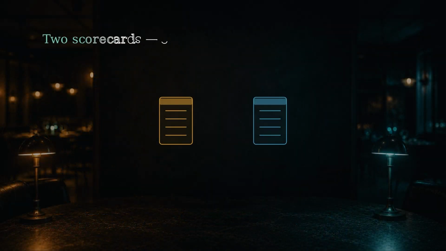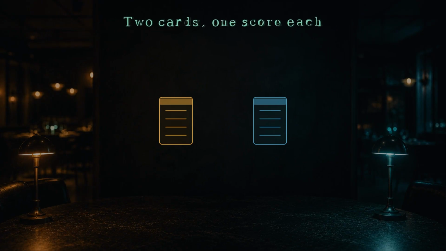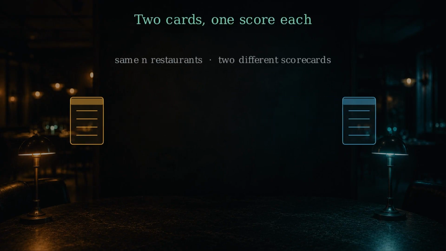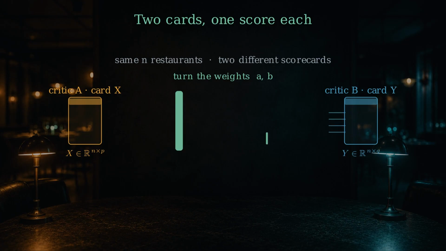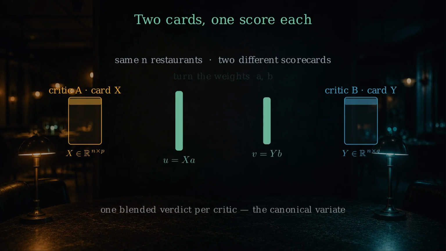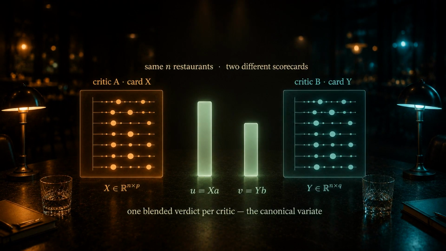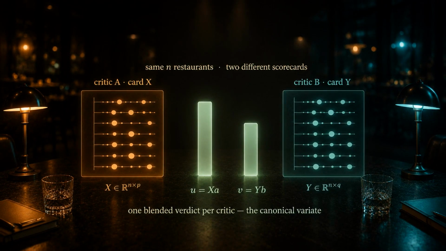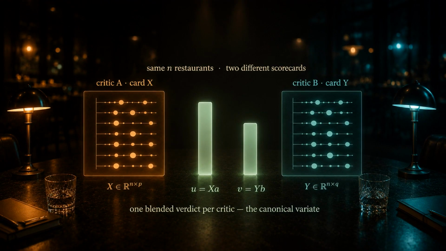Can we boil each critic down to a single number? First, the pieces. Critic A's card is a data matrix, call it X, N restaurants across, P criteria down. Critic B's card is Y, the same restaurants, different criteria. Now we want one number per critic. So we take a weighted blend of each card, a recipe of weights, and collapse the whole scorecard into a single score. That blended score has a name, the canonical variate. For critic A, it's the card times its weights, X times A. For B, Y times B. One verdict from each, built to be compared.